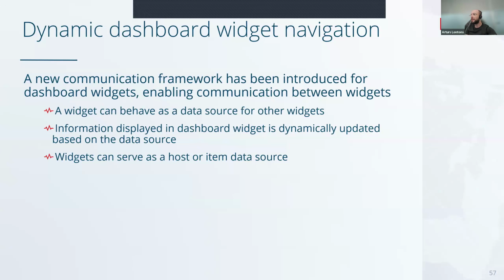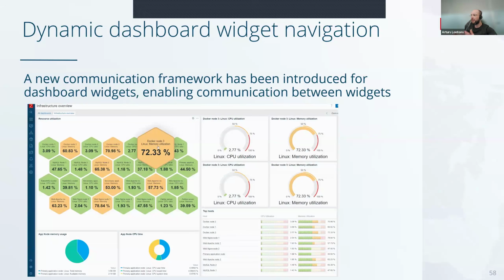So we've introduced and implemented a new communication framework to enable communication between widgets. And what this means is a Zabbix widget can behave as a data source for other widgets that use this widget as a data source. That means we can dynamically click on a host or an item in a Zabbix widget, and other widgets will display information based on what we've clicked. And images speak louder than words. Here I have a GIF where I'm using my honeycomb widget as a data source. And you can see I'm clicking on different items in the honeycomb, and gauges automatically display data depending on what I've clicked.